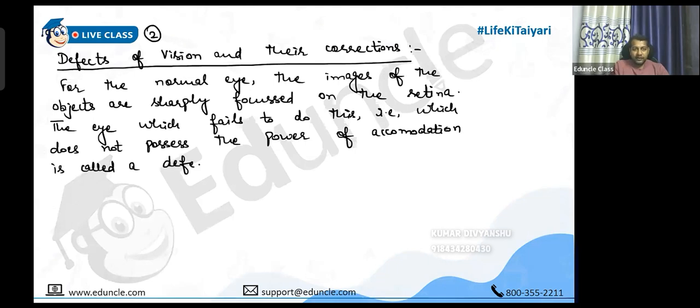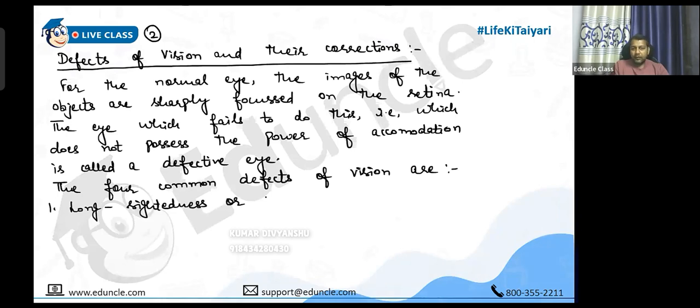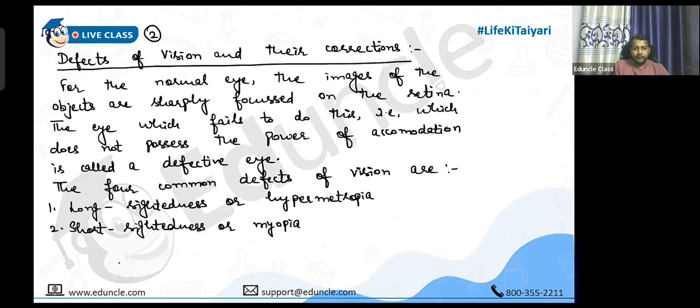Now there are various kinds of defects that we can associate with the eye, and 4 common defects: long-sightedness or hypermetropia, short-sightedness or myopia, presbyopia, astigmatism. So these are the 4 defects. And now let us discuss them one by one.